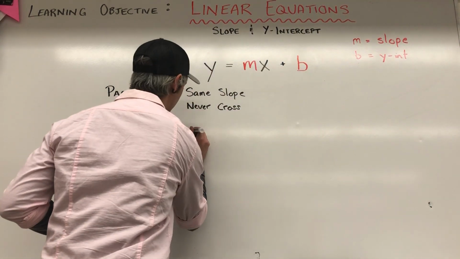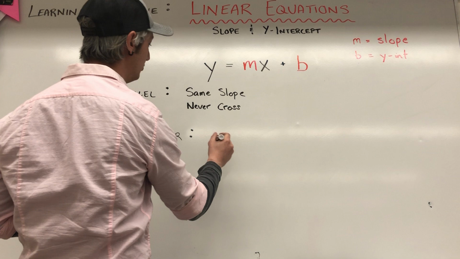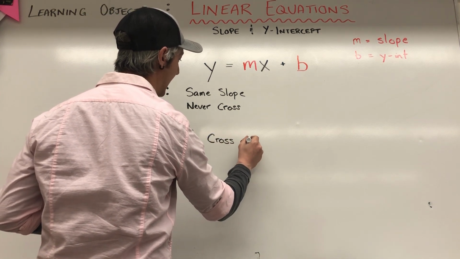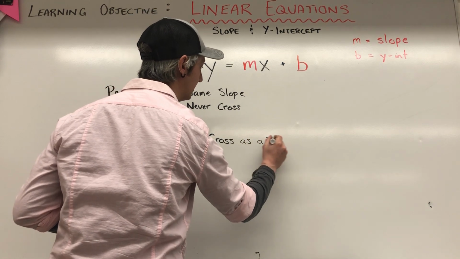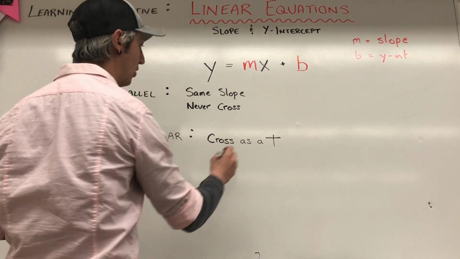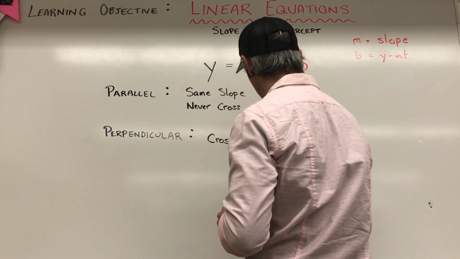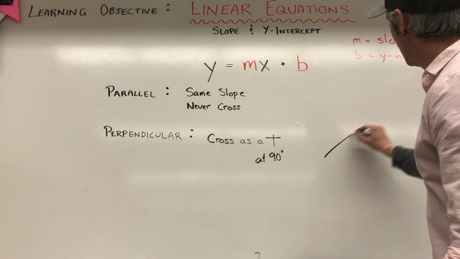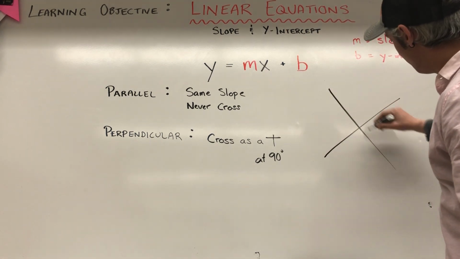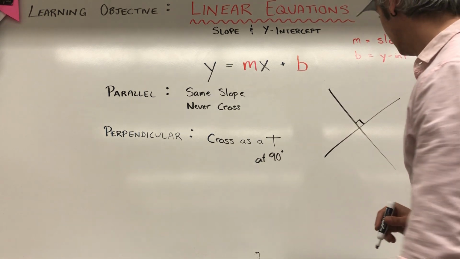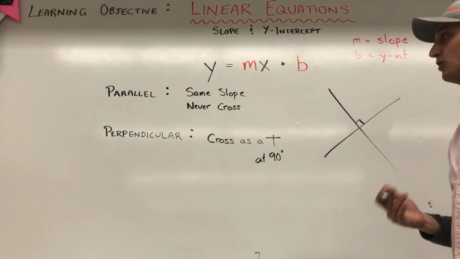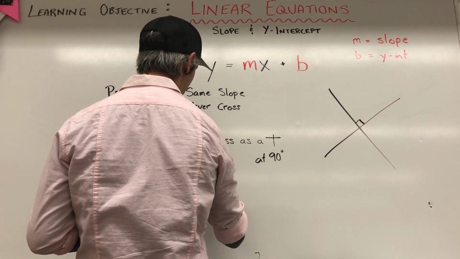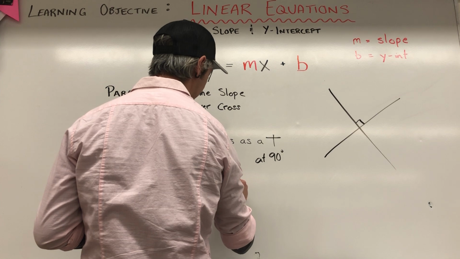Perpendicular lines basically means two lines that cross as a T, as a perfect T, okay? Or at 90-degree angles. Perpendicular lines are two lines that cross each other at perfectly 90-degree angles. That's what perpendicular lines are. And basically, the slopes of perpendicular lines are negative reciprocals.